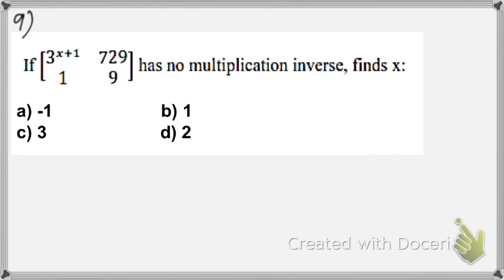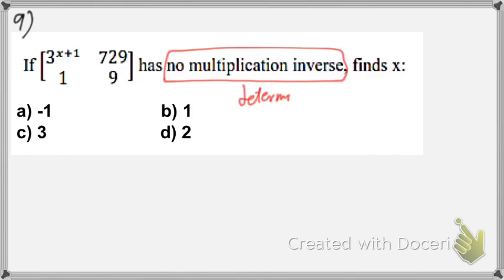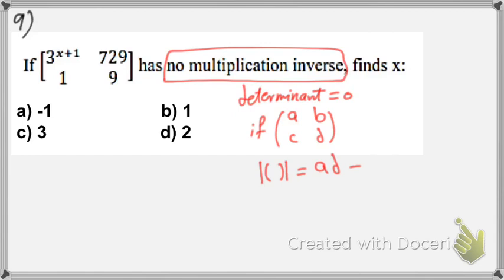Question 9. If the matrix 3 to the power of x plus 1, 729, 1 and 9 has no multiplicative inverse, the meaning of no multiplicative inverse is that the determinant of this matrix is equal to 0. Let's remind you of the rule. If you have a matrix A, B, C, and D, and you want to find the determinant of this matrix, you are going to multiply A by D and subtract from it B times C.